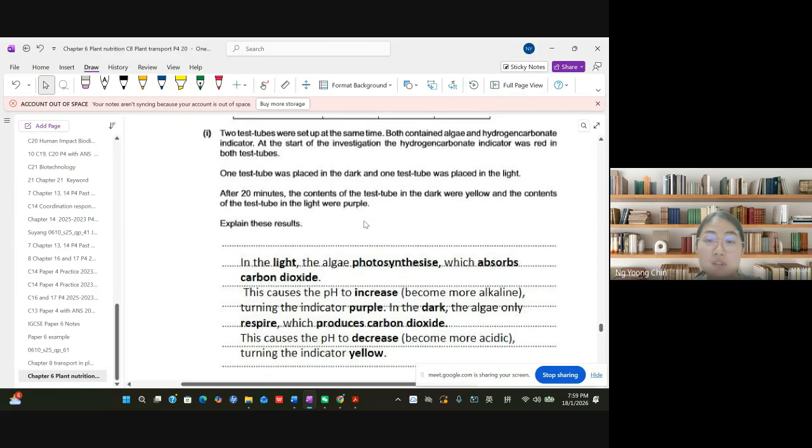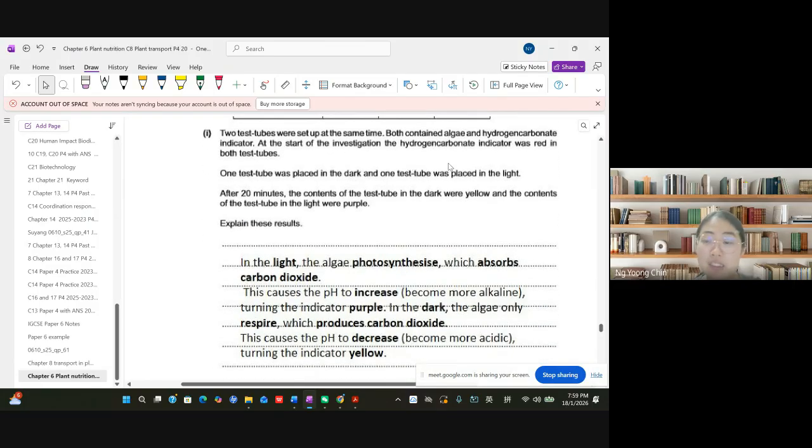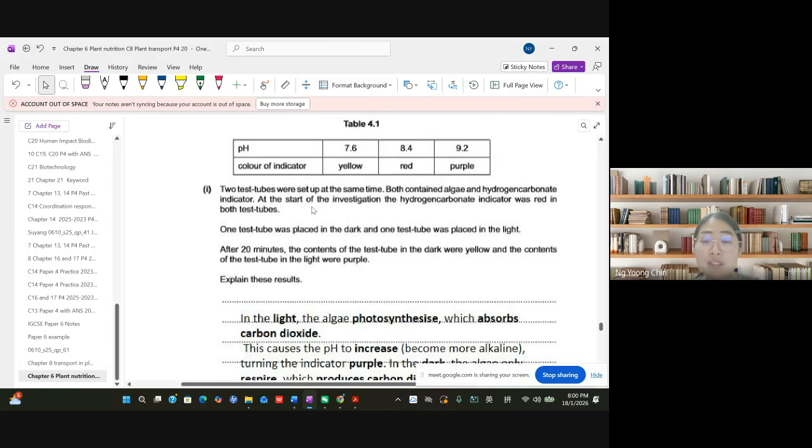So two test tubes were set up at the same time, and both contain algae and the hydrogen carbonate indicator. At the start of this investigation, the hydrogen carbonate indicator was red in both test tubes. Red means that the pH is around 8.4. And then later they put one test tube in the dark and one in the light. So after 20 minutes, the contents of the test tube in the dark became yellow, and the contents of the test tube in the light became purple.